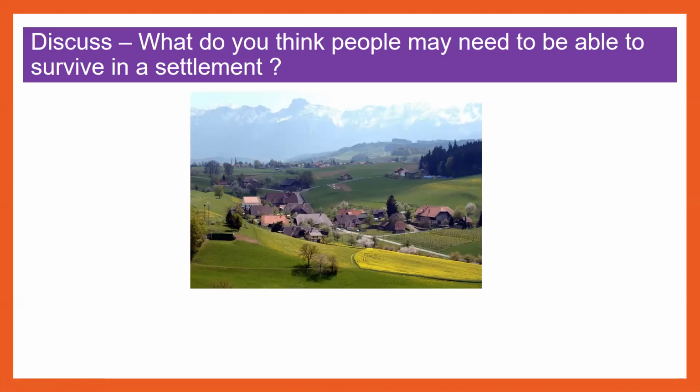What I would like you to do is think about this question. You can pause your video and think about what your answers might be. What do you think people may need to be able to survive in a settlement, whether a village, a town, or a city? They need things like food, water, and land to build shelter, and think about how these link back to our science learning about needs and wants.